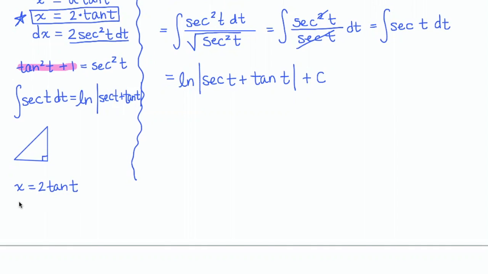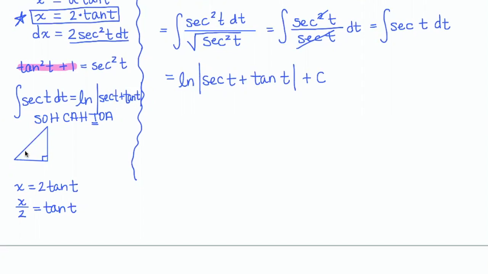So we're going to divide both sides by 2, giving us x over 2 equals tangent of t. Now you want to remember from right triangle trig the mnemonic device that most people use, which is SOH CAH TOA. That tells us that tangent in particular is the ratio of the opposite side over the adjacent side.